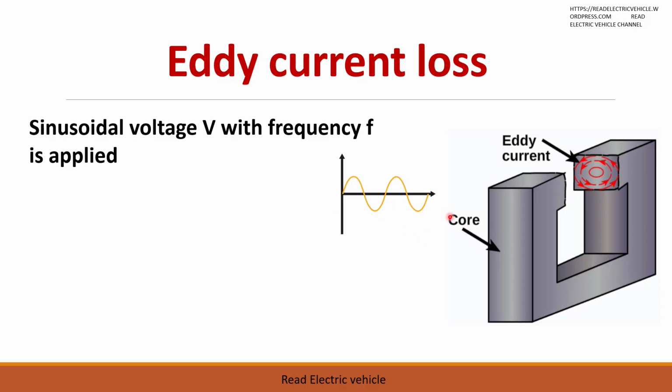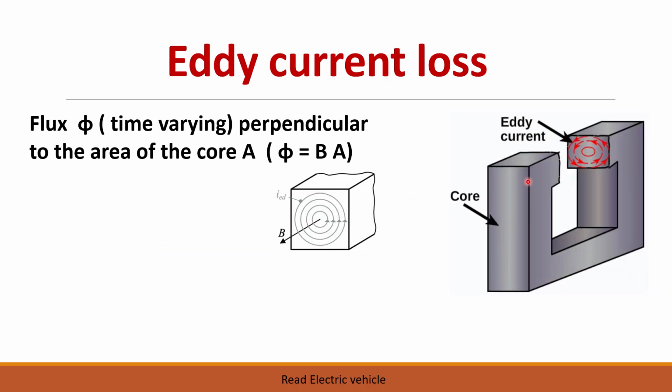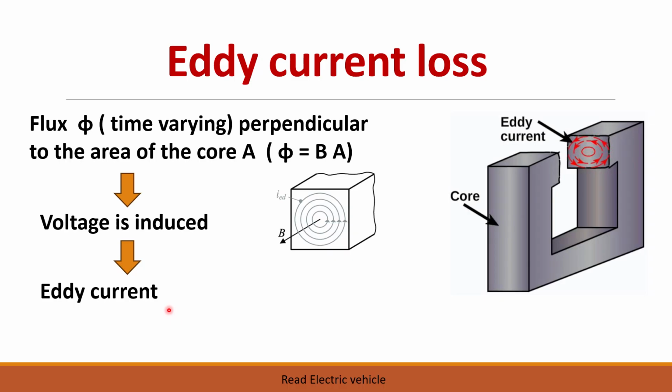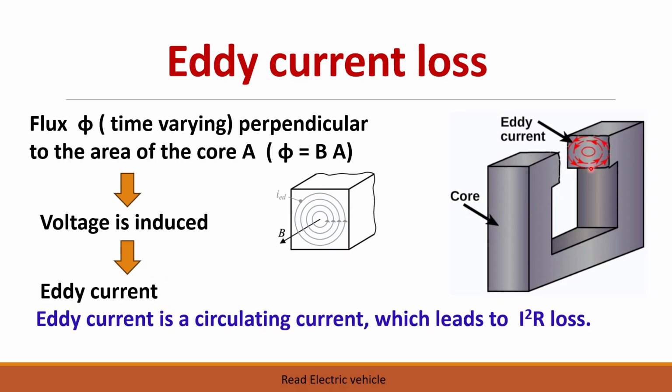So when you give an AC supply to the transformer, the magnetic field current is sinusoidal, and the flux is also sinusoidal, and this flux is perpendicular to the area of the core. Because of that, a voltage will be induced, and this induced voltage will produce a circulating current if this circuit is closed. So eddy current is basically a circulating current. This current will lead to some losses in the core. That is called the eddy current loss.